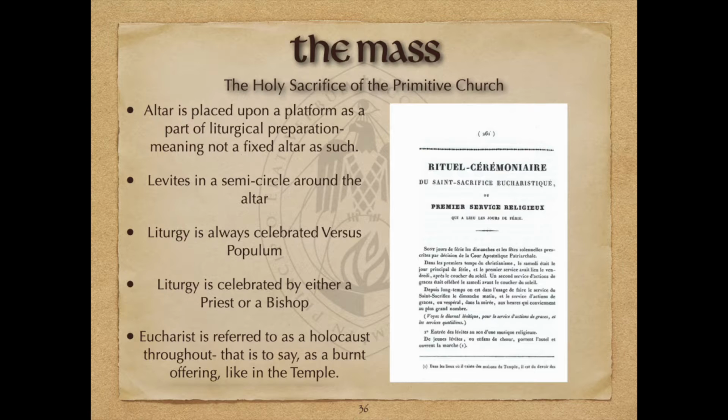The other thing within the text of the Mass, both in the preamble and in the actual rubrics and liturgy itself, the Eucharist is referred to throughout as a holocaust. That is to say, as a burnt offering, as in something you would have, for example, in the Temple of Jerusalem in the Old Testament, in Judaism. And I'm going to come back to this later.